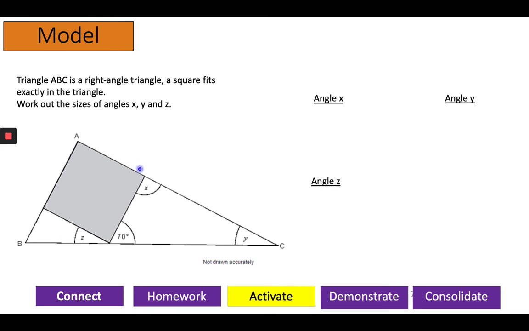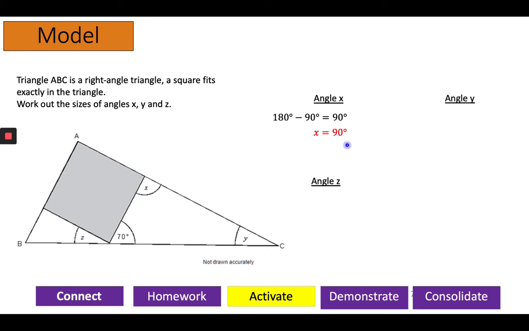To find angle X, we know that this is 90 degrees and it is on a straight line. You know, straight lines add up to 180 degrees, so we go 180 degrees minus 90 equals 90 degrees. So angle X equals 90 degrees.